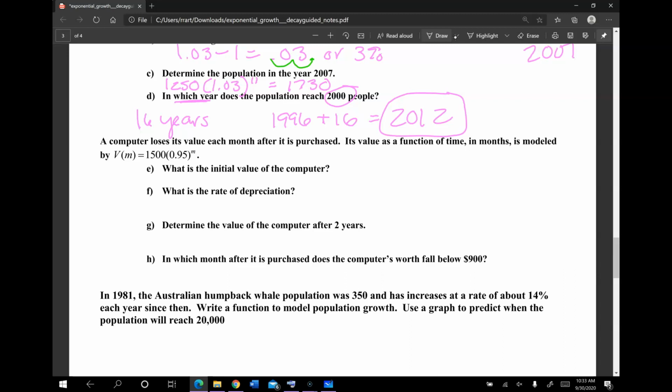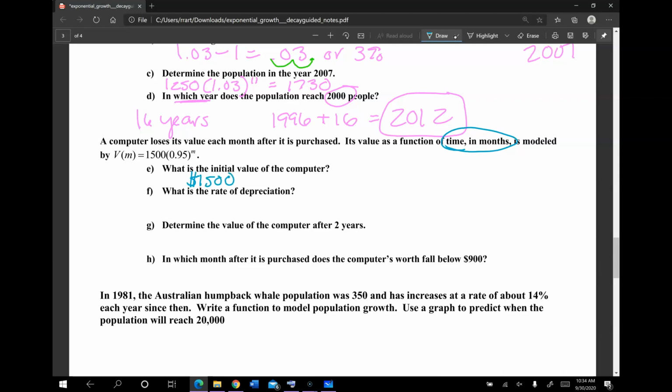Okay, that is so important when you're reading these word problems, that you need to understand what it's modeling your time in. So it's saying it's modeling the time in months, not in years, but in months. So it's represented by this. Okay, what's the initial value of the computer? So the initial value of the computer is your A value. So the initial value would be $1,500.